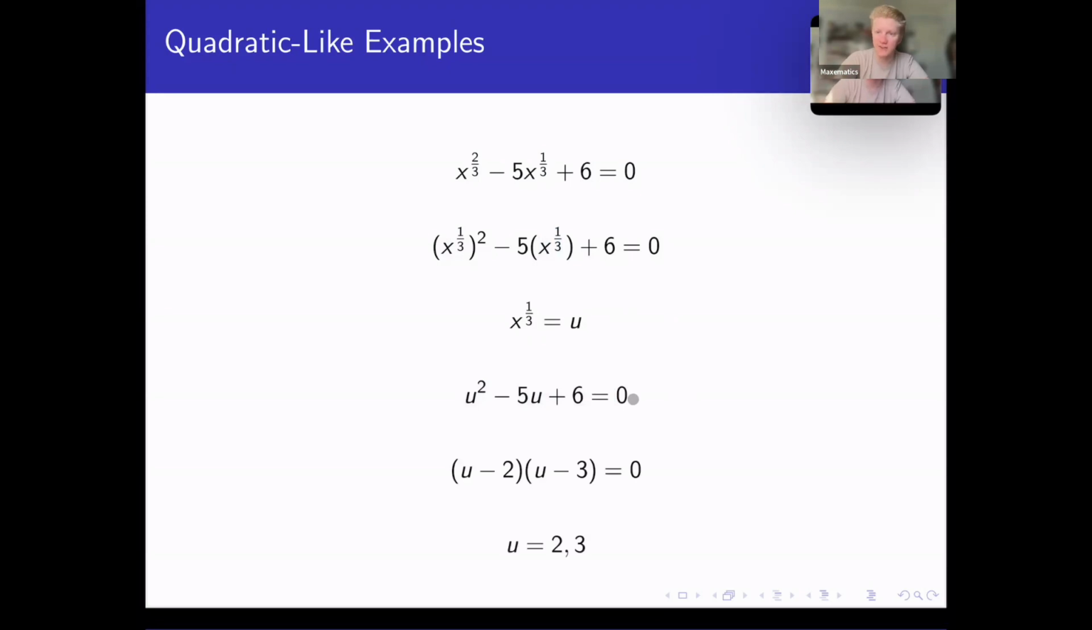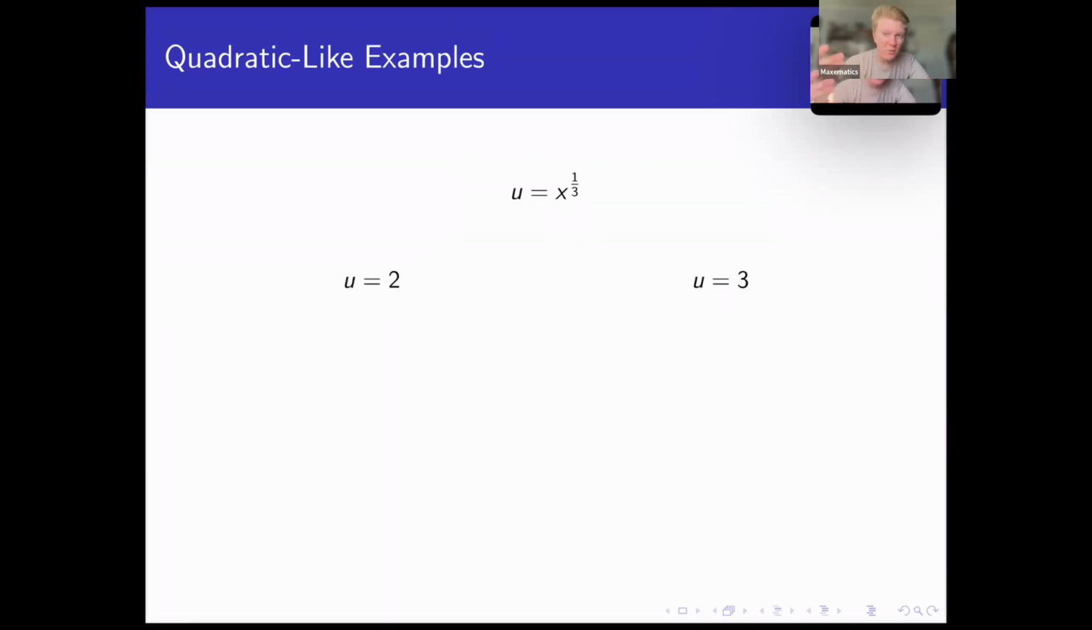You would know to set each factor equal to 0. But here's the thing. We're saying that u equals 2 and u equals 3, but we're not solving equations that are u. We're solving an equation that had x in the beginning. So we substituted u in for x. However, we're not solving a u equation. We need to resubstitute whatever we substituted in as u. Well, I have it here that u is x to the 1/3.